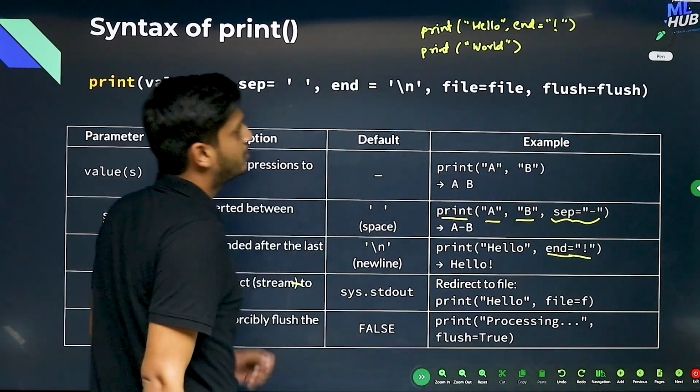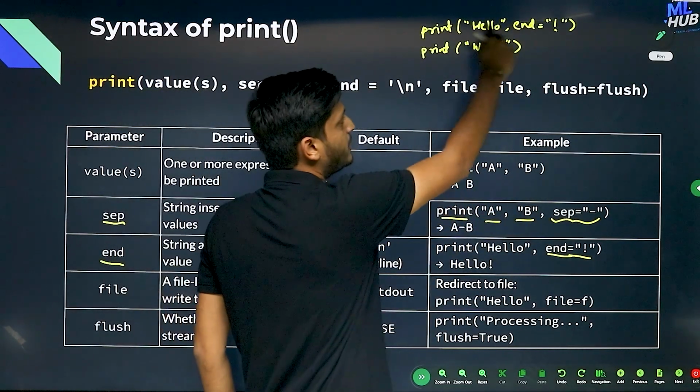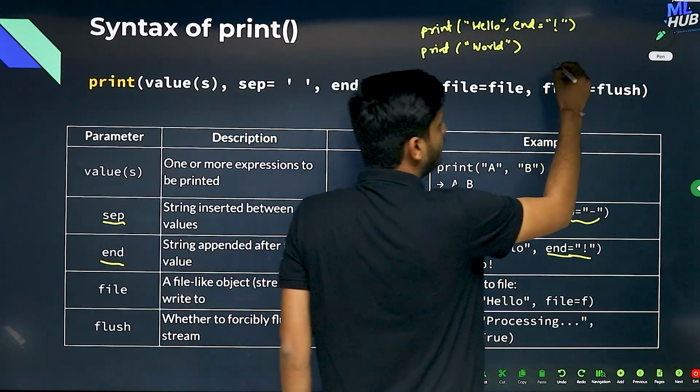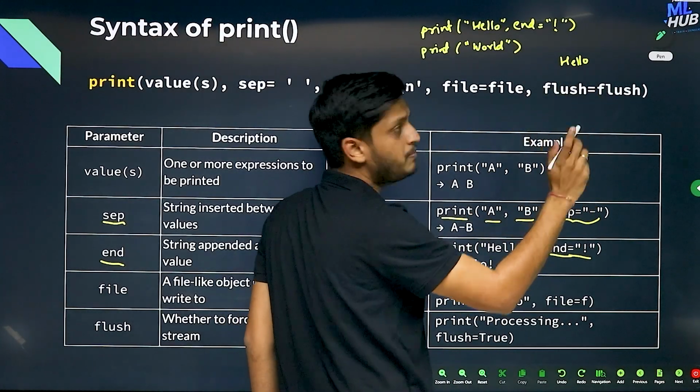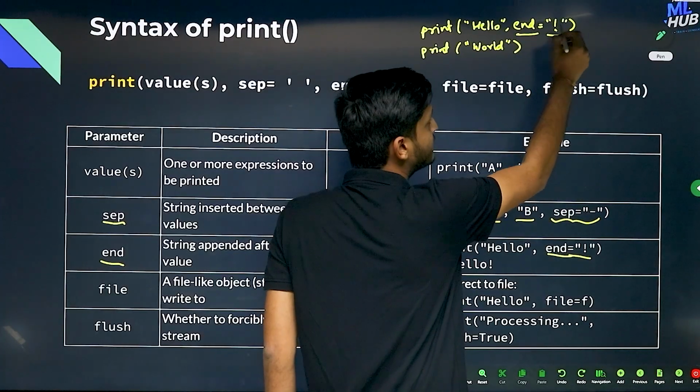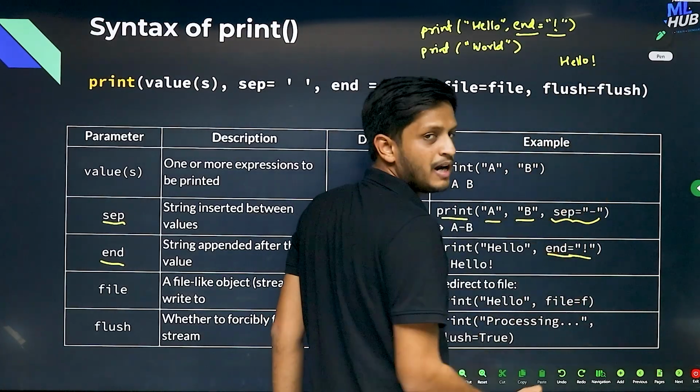Okay, like this. Then what will happen? Firstly, this print statement will be executed. So hello will be printed. And now the cursor will not go to the next line because you have said that it should end with an exclamation mark. So exclamation mark will be added.